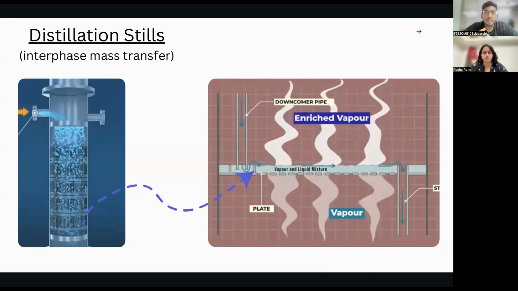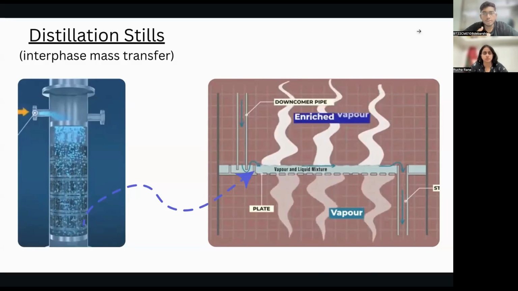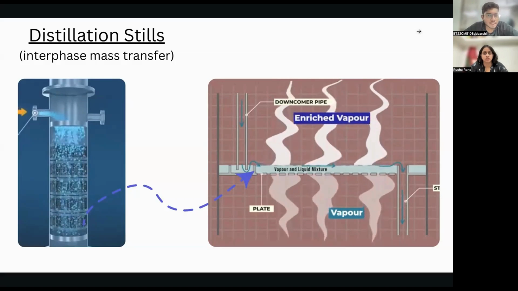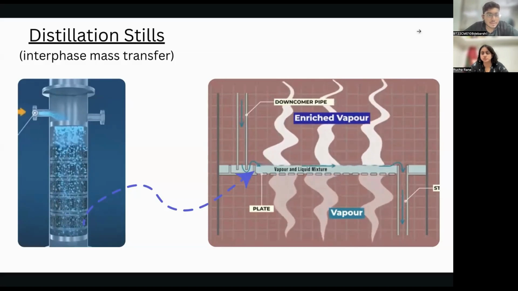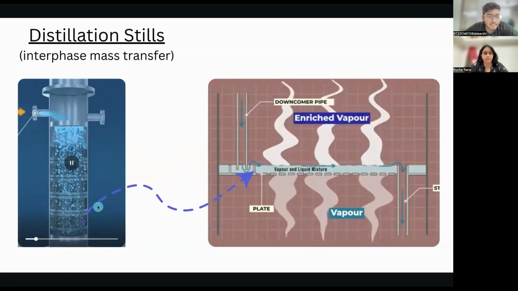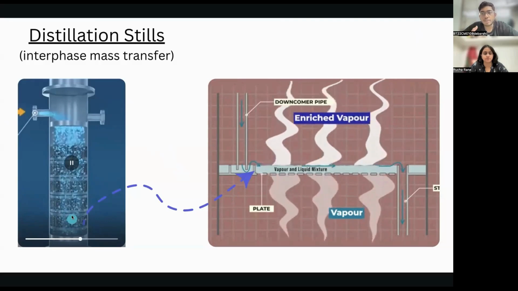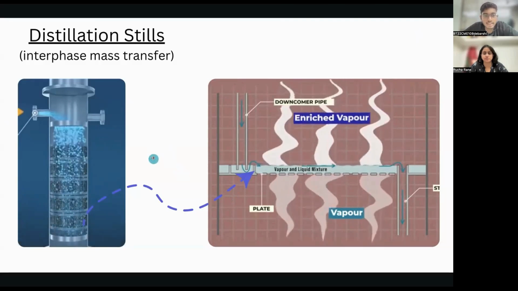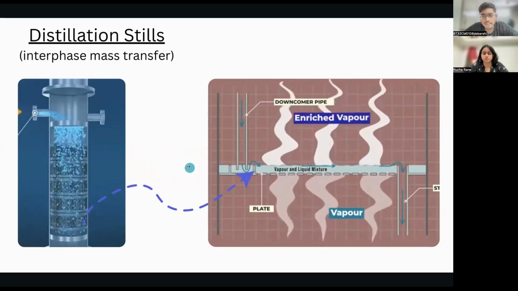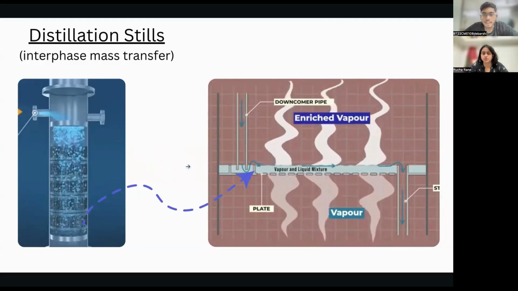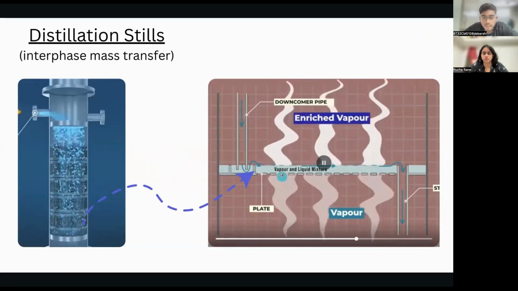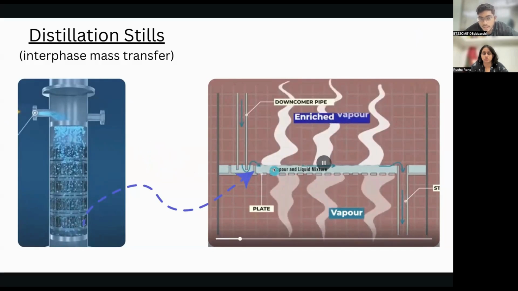Here we are looking at a very common industrial application of mass transfer, that is the distillation column. So here is the figure of a distillation still. In this, from above there is reflux liquid coming, and from below there is vapor coming from the reboiler, and there is interaction between these two phases. Now on the right side, there is the schematic representation of what is happening. If we look, the vapor is coming from below, and there is reflux liquid coming from above, and there is interaction in a plate.